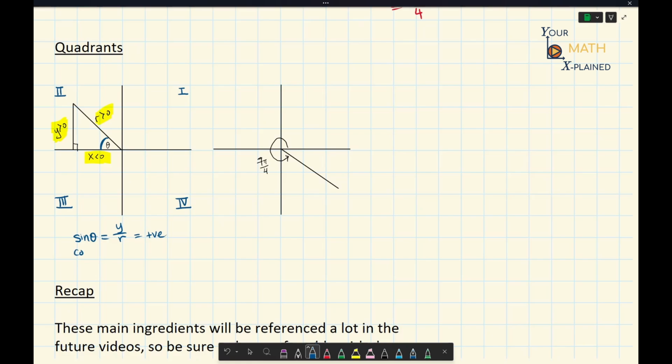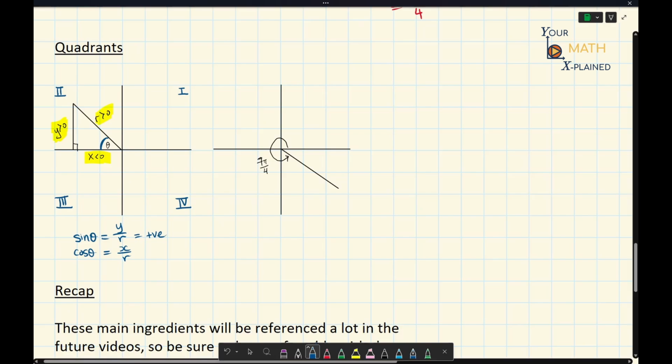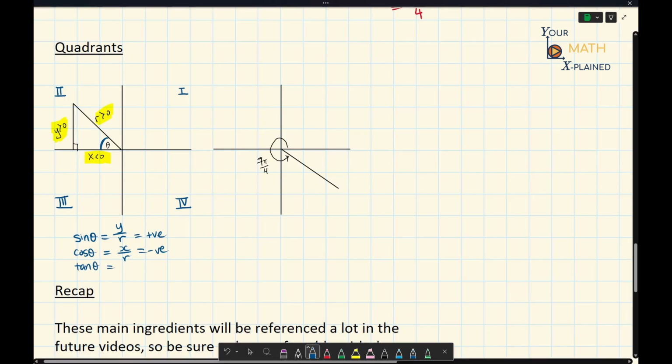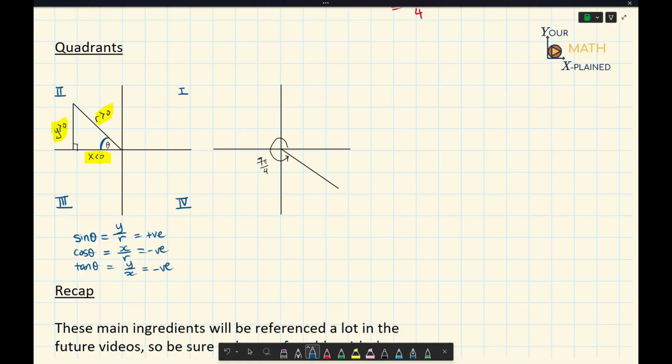If we take a look at cosine theta, that is going to be adjacent over hypotenuse, which is going to be x over r. But since x is negative, that tells us that we're going to end up with a negative number. And then the last trig ratio is going to be tangent theta, which is going to be opposite over adjacent. So that's going to be a positive over a negative number, which means that we're going to end up with a negative number.